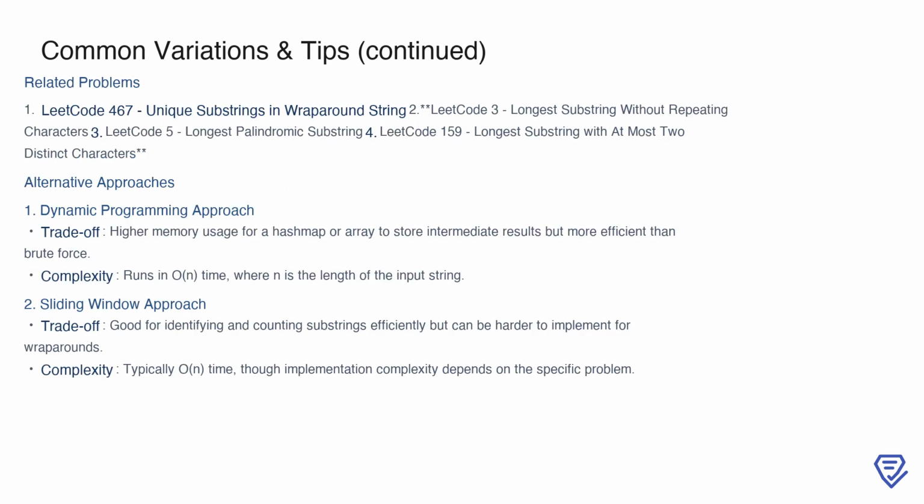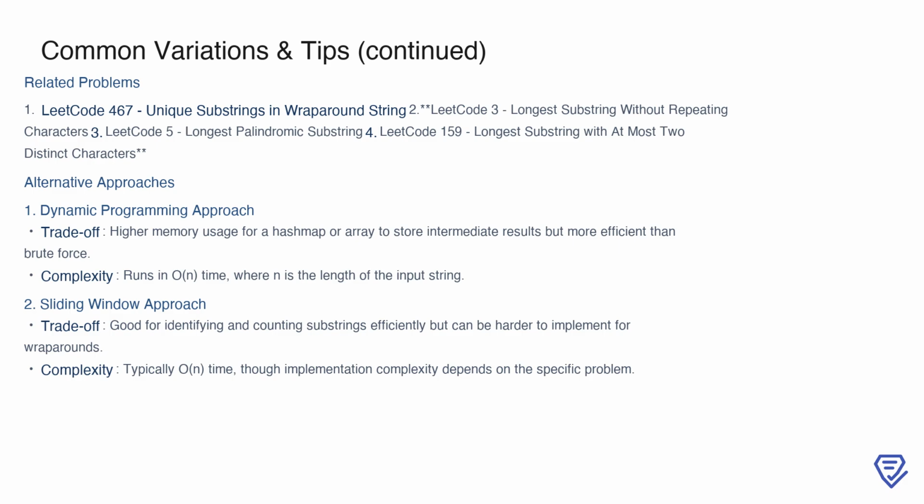When tackling this problem, it can be helpful to explore related challenges to build a deeper understanding. Examples include LeetCode 3, which focuses on the longest substring without repeating characters, and LeetCode 5, which involves finding the longest palindromic substring. Problems like LeetCode 159, which deals with substrings containing at most two distinct characters, can also provide valuable insights.